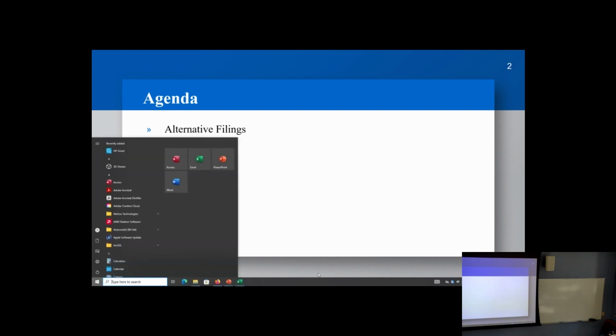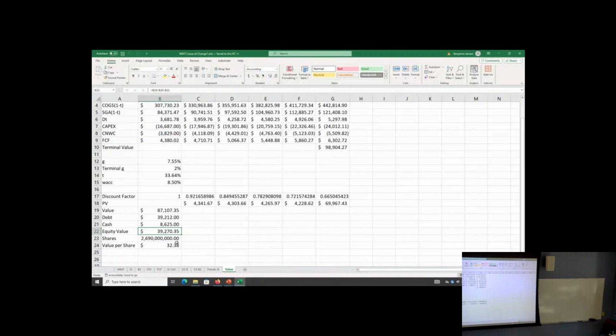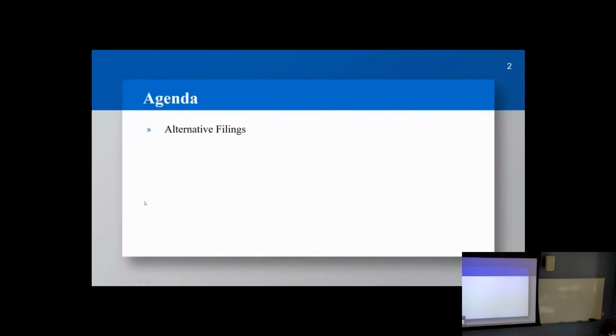And before we get started with the alternative filings, I just wanted to point out a mistake I made in the valuation last class. I subtracted out cash from the value of the firm that should have been added in. So just a mistake that I had made. I wanted to point that out. I also worked on a slightly cleaner version of the spreadsheet. I'll post that when I get back to my home office later today.